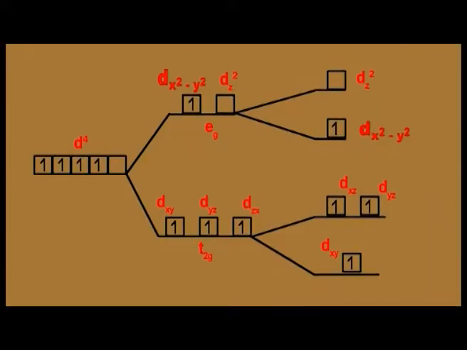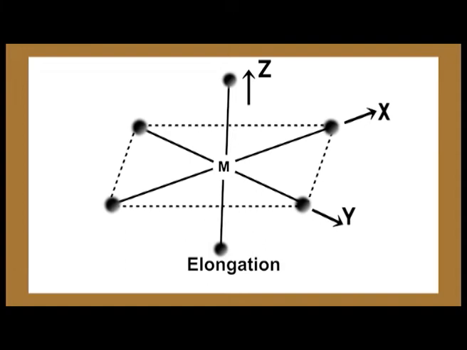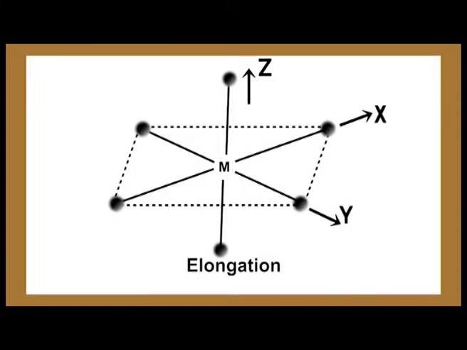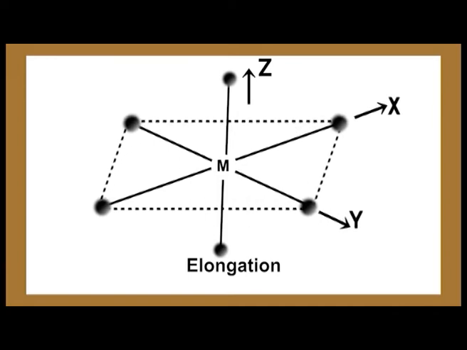Now, let us learn about the Jahn-Teller compression. There may be a second case of asymmetric filling of eg orbitals. In this case, dx²-y² contains one more electron compared to the dz² orbital. So, ligands coming from the x and y axes will be repelled more compared to ligands coming from the z axis.